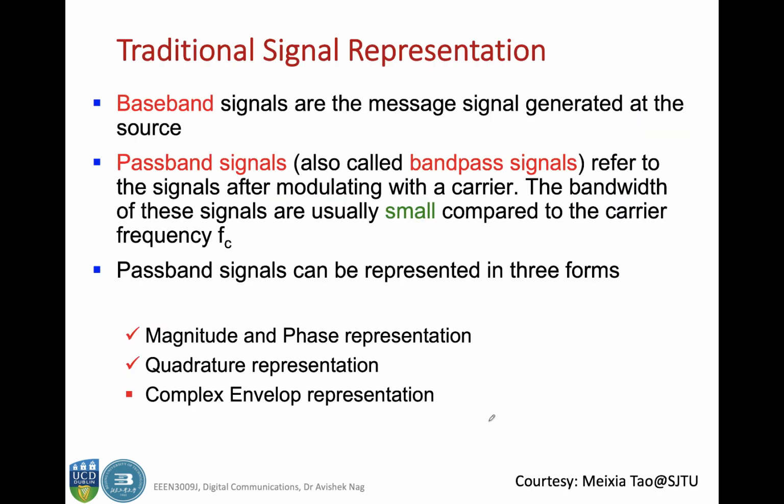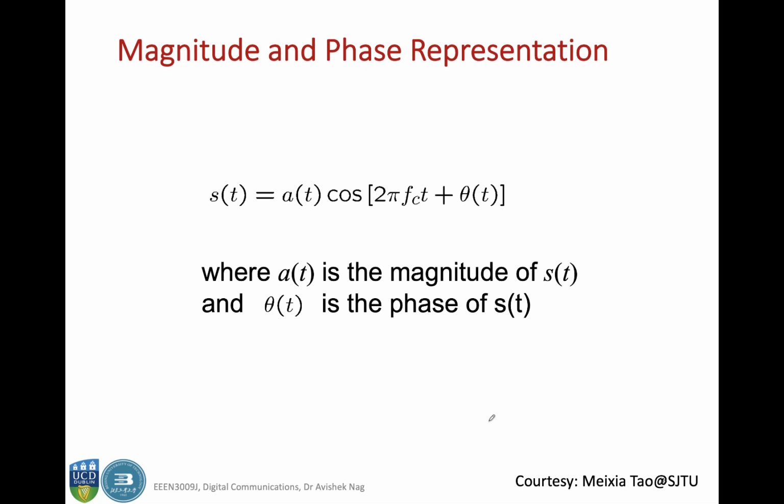So in general, we can represent signals in many ways. So we can have, let's say, magnitude and phase representation. We can have the quadrature representation. We can also have the complex envelope representation. So magnitude and phase representation is given by this.